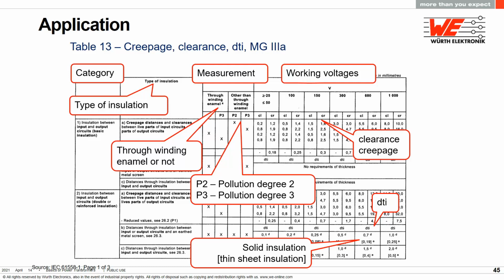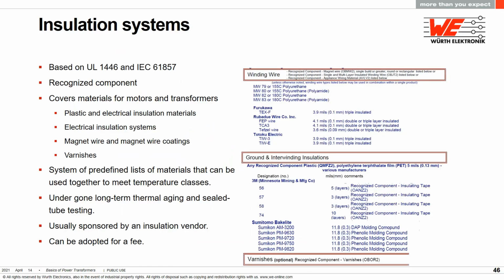There's also distance through insulation, there's solid insulation, and there's thin sheet insulation. All these have to be considered when you're designing a transformer after you've figured out a core, turns, and wire size. The net result is a larger transformer to accommodate all this insulation.